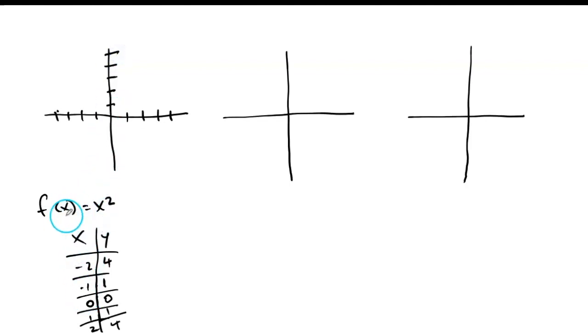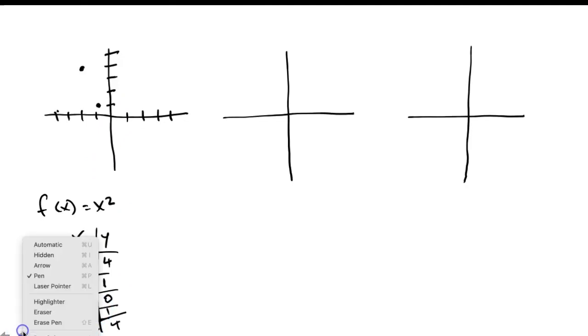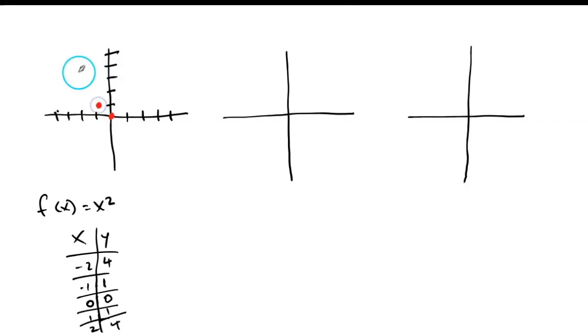So this is my parent function, f(x) = x squared. (-2, 4): -2, and then I'll go up 4. (-1, 1): -1, and up 1. Let me change the color, by the way. Let's start with red. (0, 0), my origin. So those are the points for my graph. The other side, (1, 1). So there's symmetry across the y-axis. (2, 4): 2, and up 1, 2, 3, 4. So that's my curve. That's the parabola. Here we go. That's my parabola.